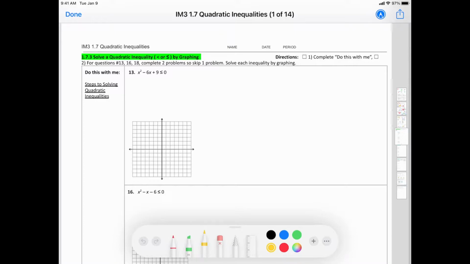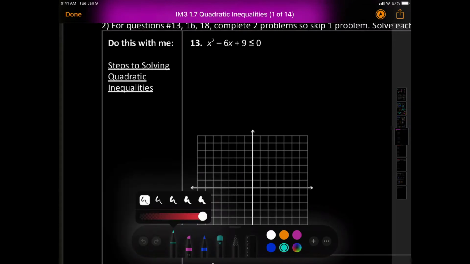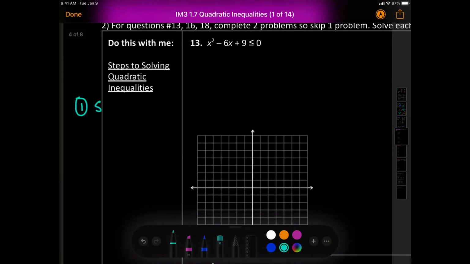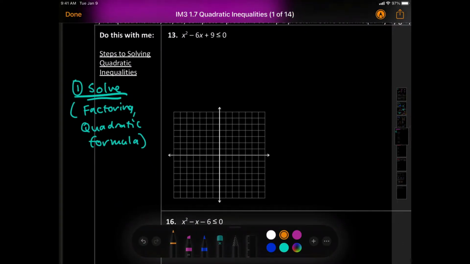Hey math lovers, let's go over 1.73, solving a quadratic inequality by graphing. We're going dark mode. Alright, steps to solve quadratic inequalities. We're going to first solve it. Use your methods of solving, such as factoring, quadratic formula, and then number 2, go ahead and graph it.